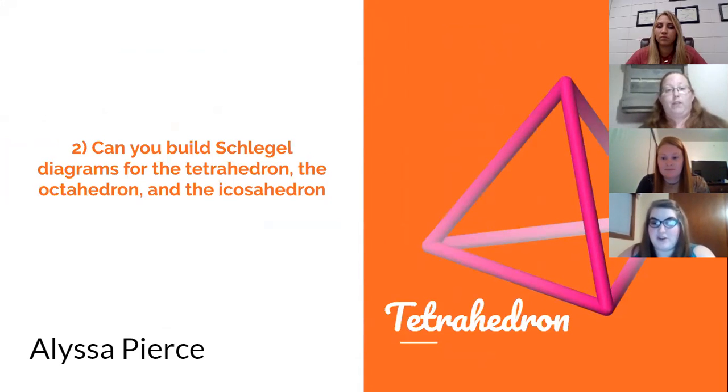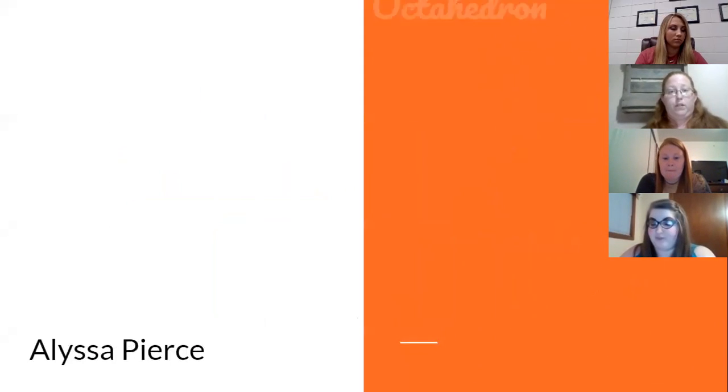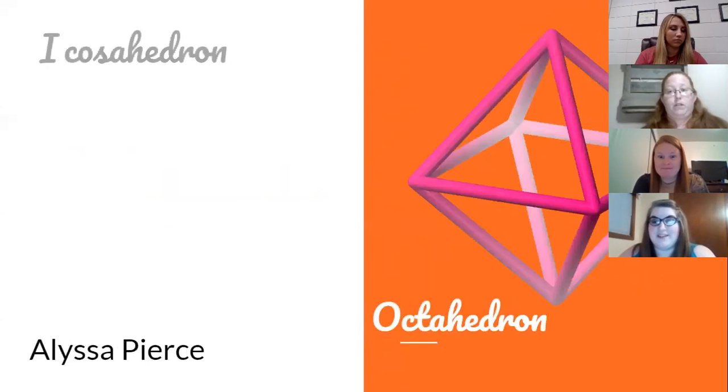So a tetrahedron has 4 equilateral triangles. And as you can see, I've made this fancy 3-dimensional one right here. And that's all that one is. So let's go on and look at the octahedron and icosahedron. Those are some fancy names.